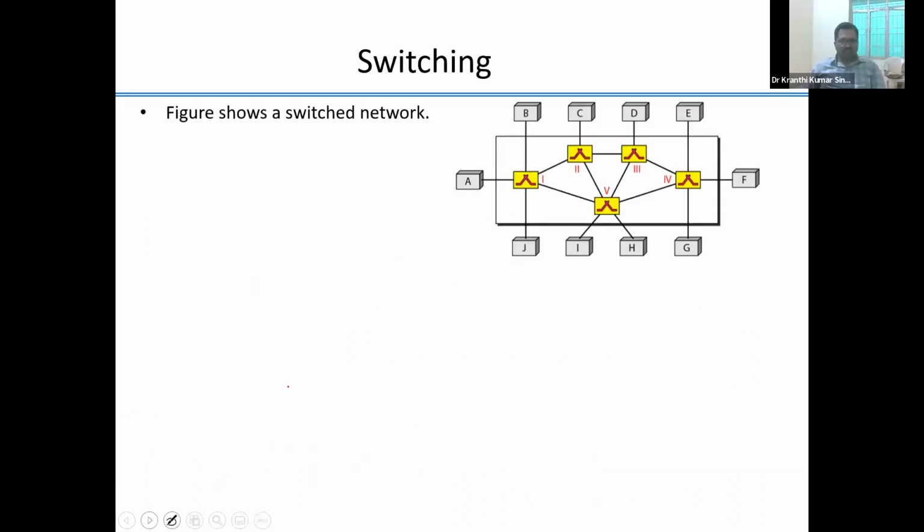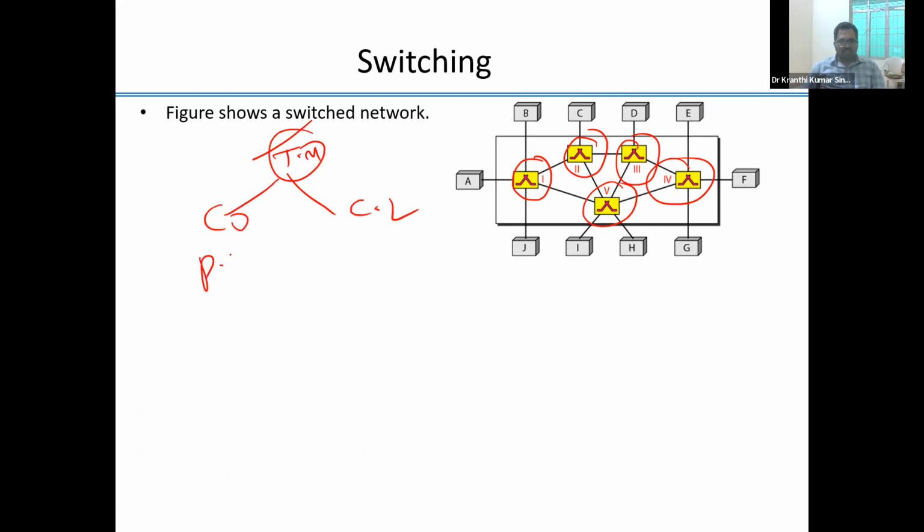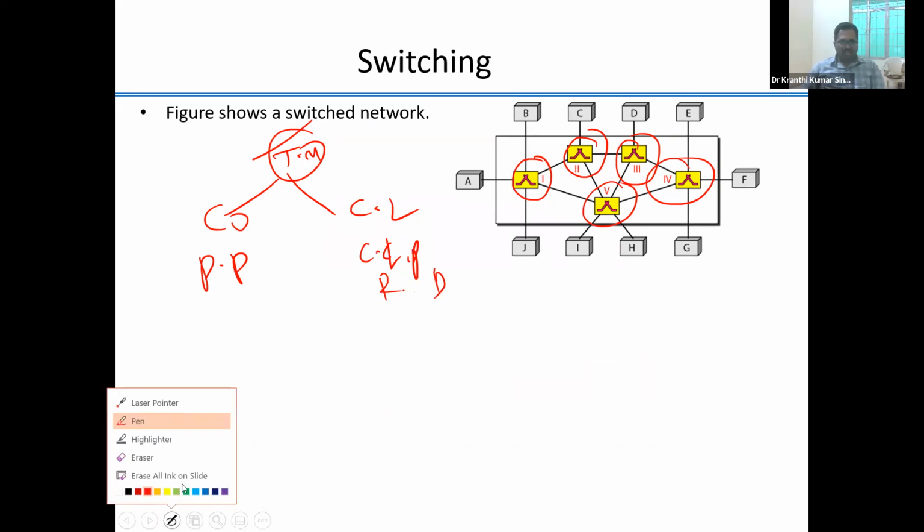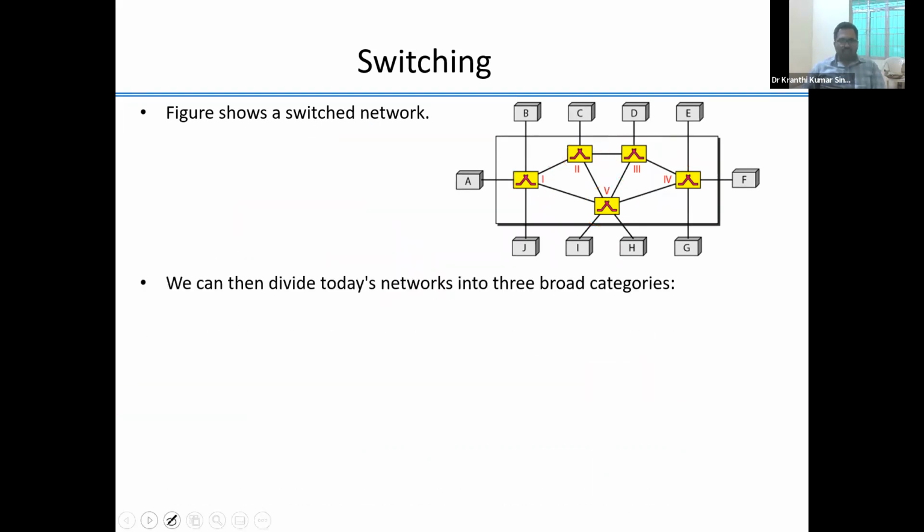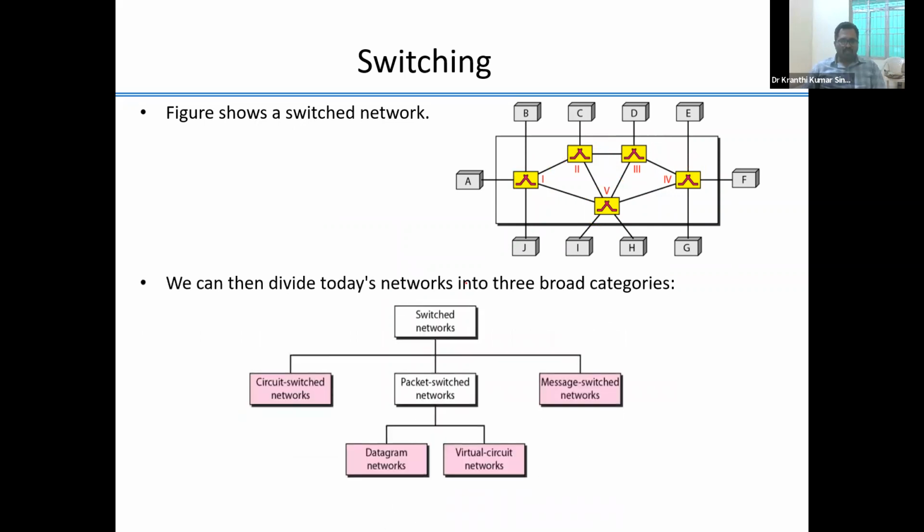Now, this is some example switch network. All these are called switches. This switching can be done either by using a transmission media of connection oriented or connectionless, physical paths or connectionless paths, by using radio waves or by using datagrams, by using packets. So according to those classifications, we have these many networks.